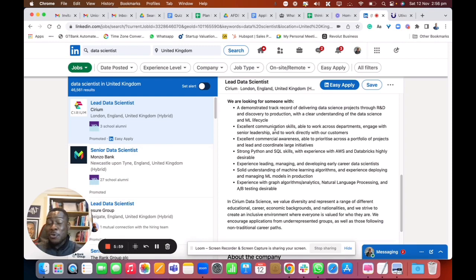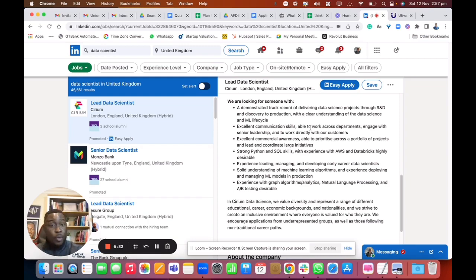Another thing most people don't talk about is that as a data scientist, your leadership and communication is very important because you're going to be working with different people in different departments. So don't throw away your human relations or emotional intelligence, people's relationship skills that you've acquired over the years. Excellent communication skills, able to work across different departments, engage with senior leadership.